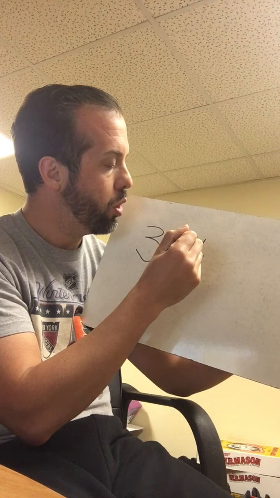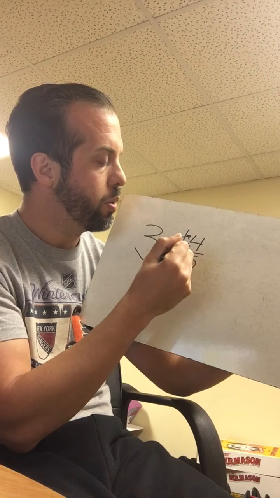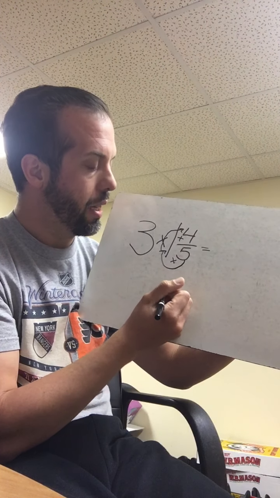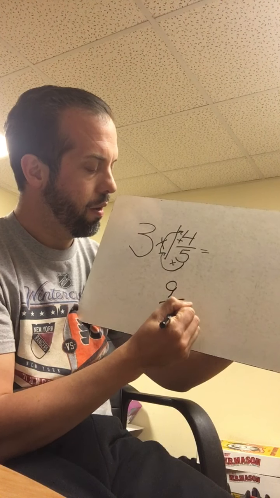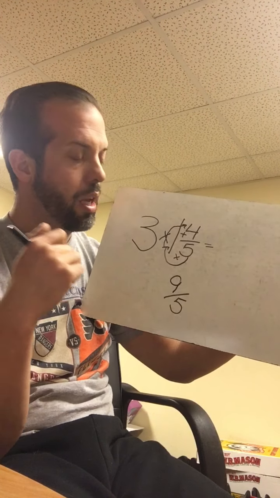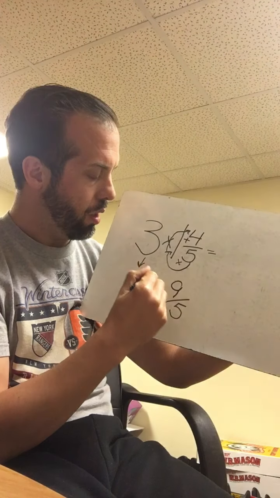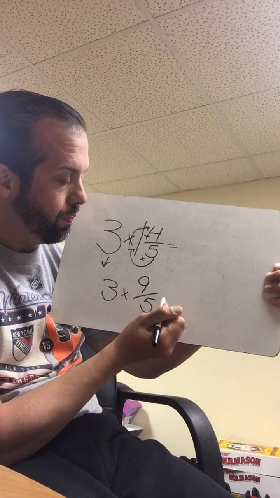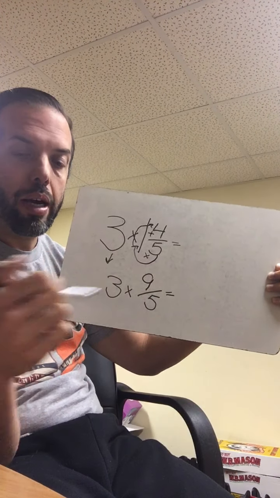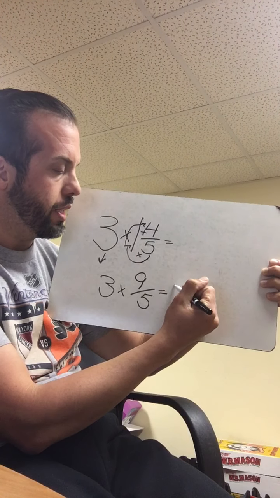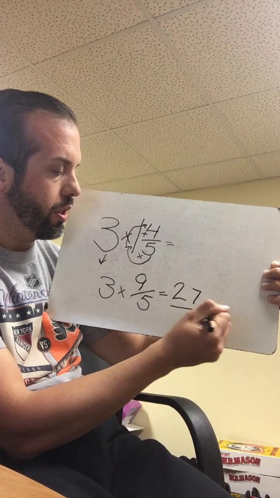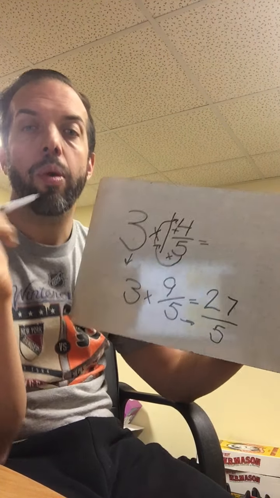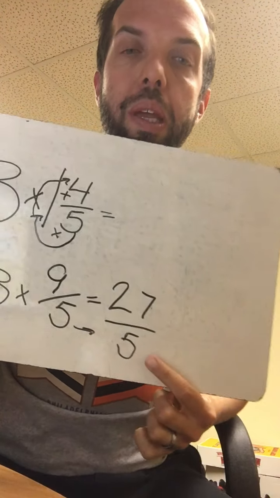Go back up to the numerator and add it. So 5 times 1 is 5, plus 4 is 9. So I'm going to write it underneath, 9/5. Okay? Now I can just bring down my whole number. So what's 3 times 9/5? Multiply 3 times 9 is 27. And then just slide your denominator over. 27/5. But remember, today's answers are all going to be mixed numbers.